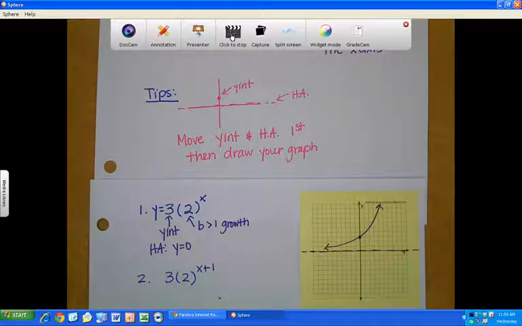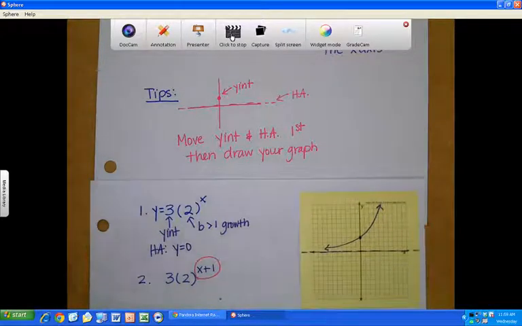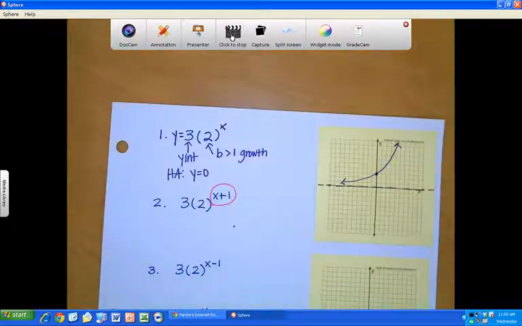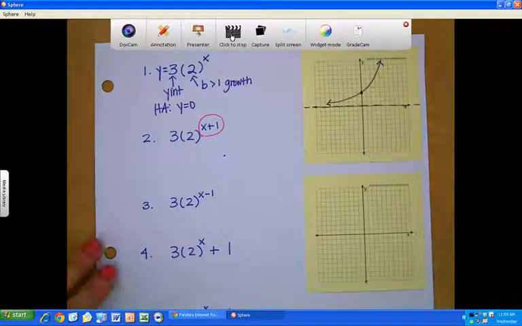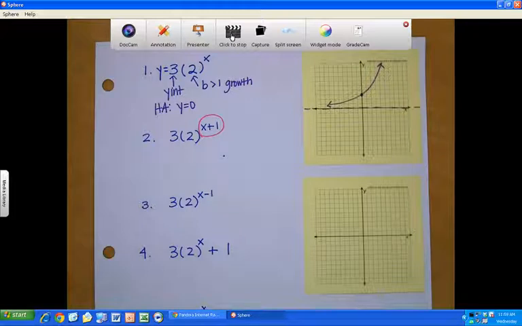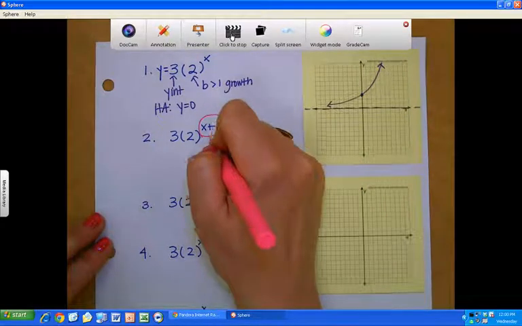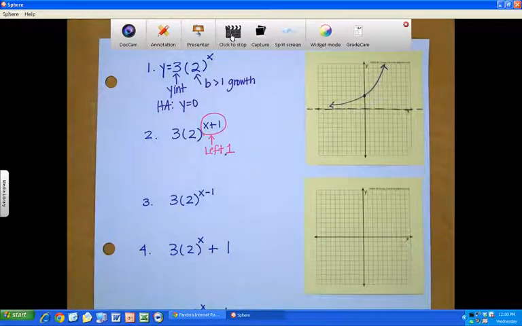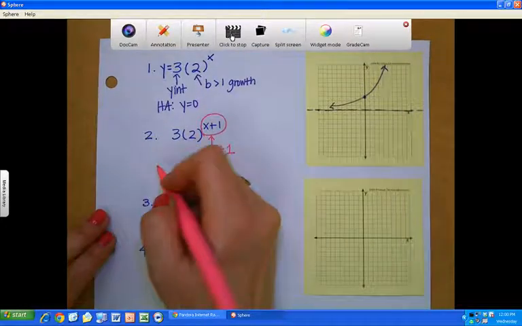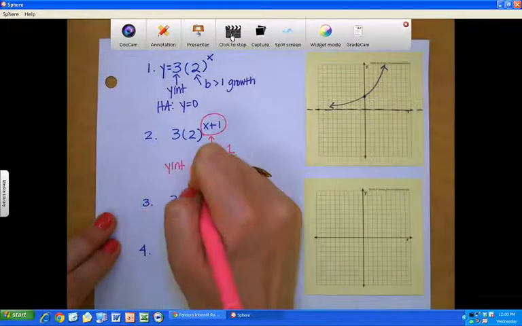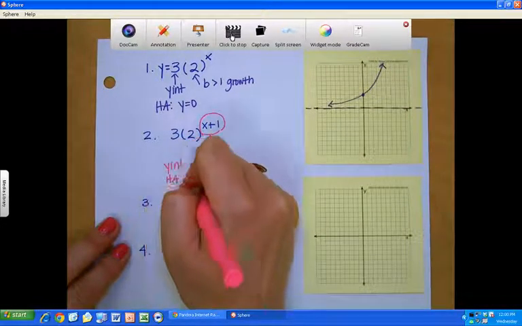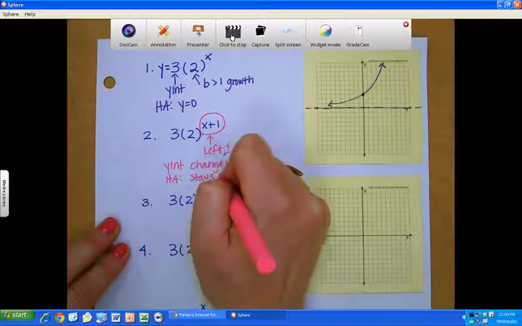So there's my basic function for that. Okay? Now, on the same graph, I want to talk about how this moves relative to the original problem. So it has an x plus 1 in the exponent. So if you recall from the shifting rules, what does that mean? It means it goes to the left 1. Now, if it moves to the left 1, does your horizontal asymptote change? No. The only thing that changes is the y-intercept. The horizontal asymptote stays the same.